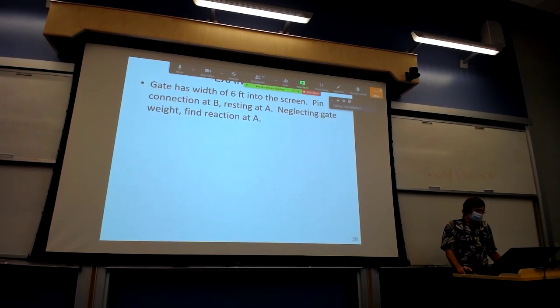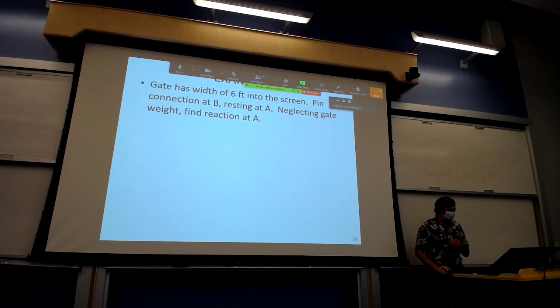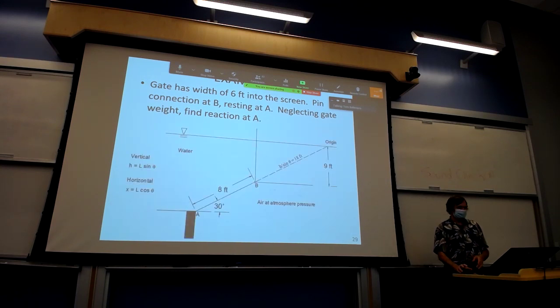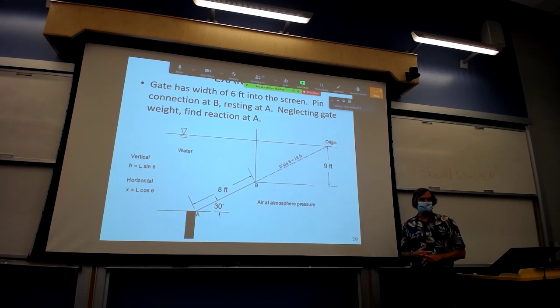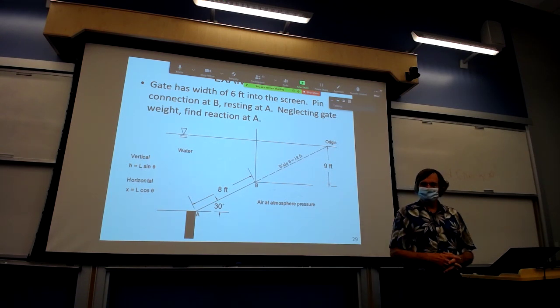I have a half a minute left, and what I'm going to do is just continue this example next time. Actually, I'm going to do a completely different example next time, okay?